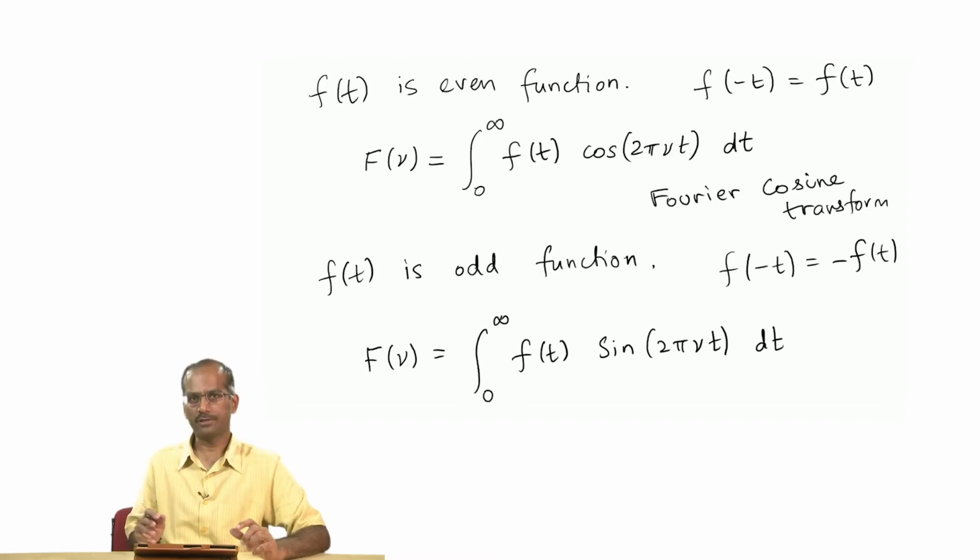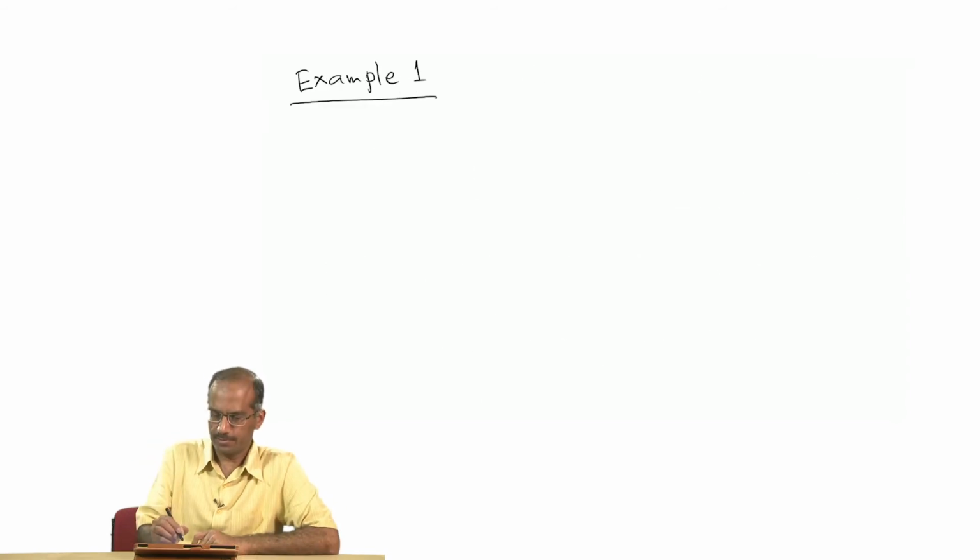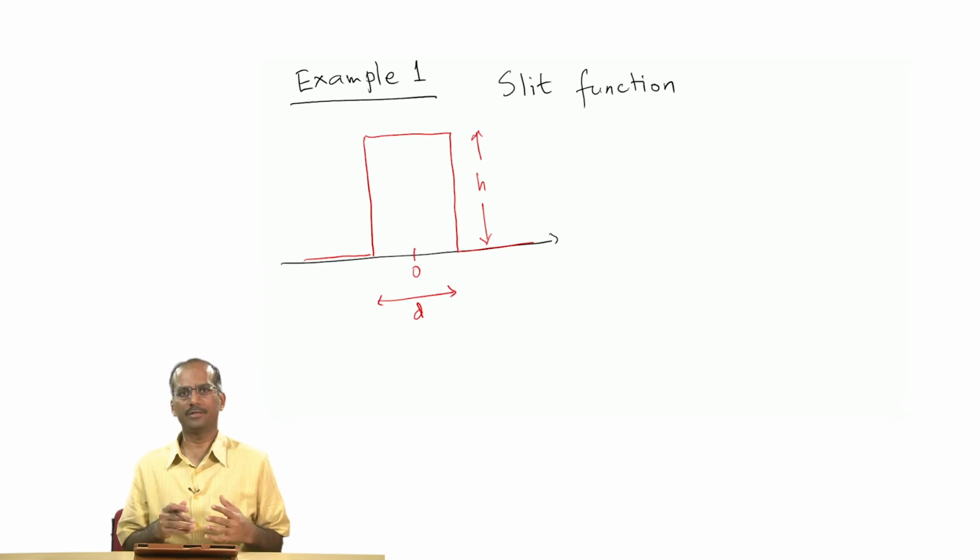Now that we have all these definitions in place, let us see what kind of results it gives for some typical cases. My first example is what would be called the slit function. You can imagine that this rectangular form, or the slit function, is defined in the time domain. I want to do a Fourier transform and look at the same function in the Fourier space, or in frequency space.